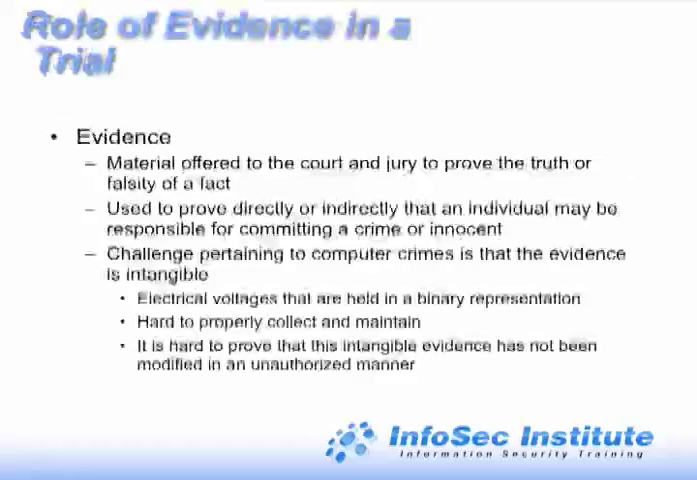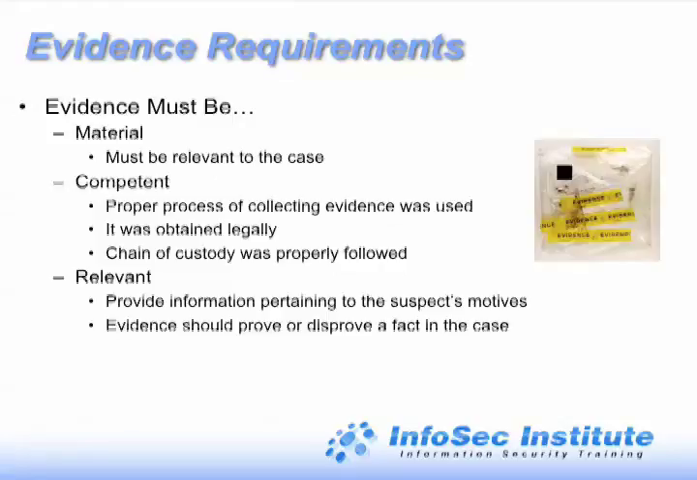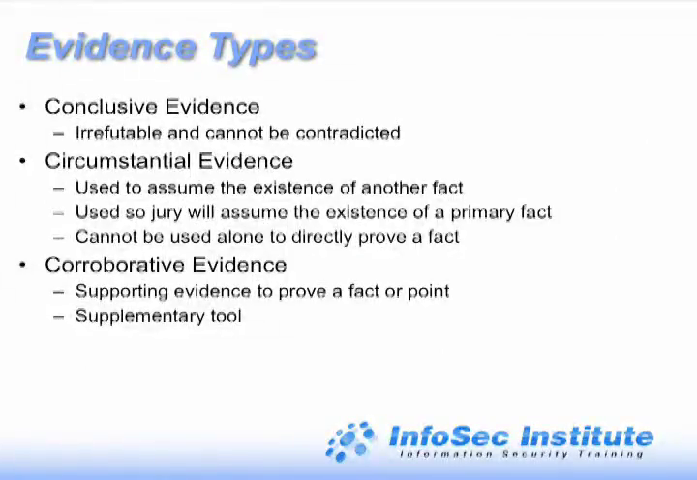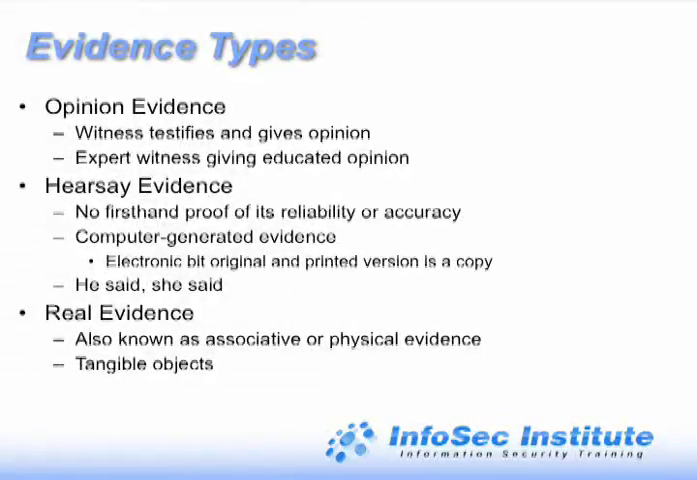Okay, evidence: something that can be used in court to push a judge or jury into seeing if it's true or fact that an entity did do something they did or did not have the authority to do. Know your evidence. It must be material, competent, and relevant. And then also these types: the best, secondary, direct, conclusive, circumstantial, corroborative, opinion, hearsay, and real. So unfortunately, just know all of them, all the different types.